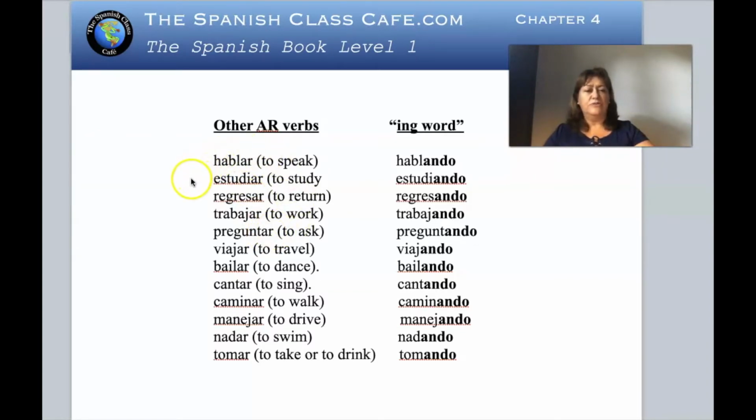Hablar, hablando. Estudiar, estudiando. Regresar, regresando. Trabajar, trabajando. Preguntar, preguntando. Viajar, viajando. Bailar, bailando. Cantar, cantando. Caminar, caminando. Manejar, manejando. Nadar, nadando. Tomar, tomando.